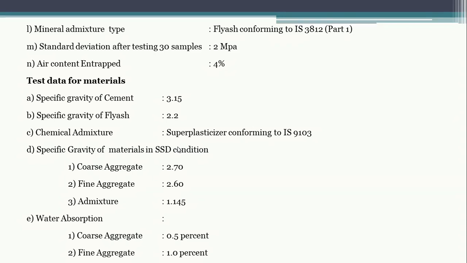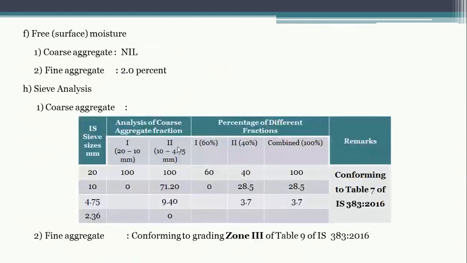Next, water absorption: coarse aggregate 0.5% and fine aggregate 1%. So this is the data. Next, free surface moisture. Coarse aggregate they have given as nil, and fine aggregate they have given as 2%.